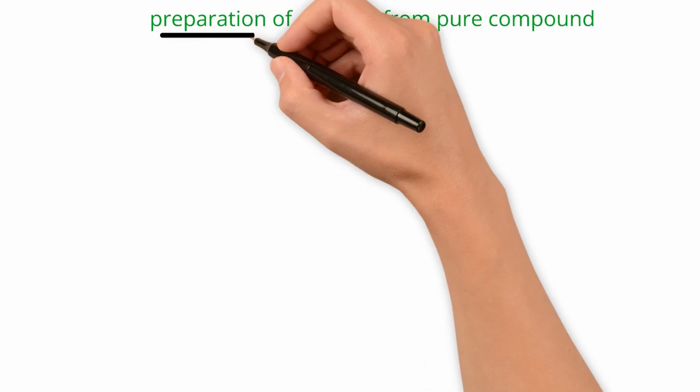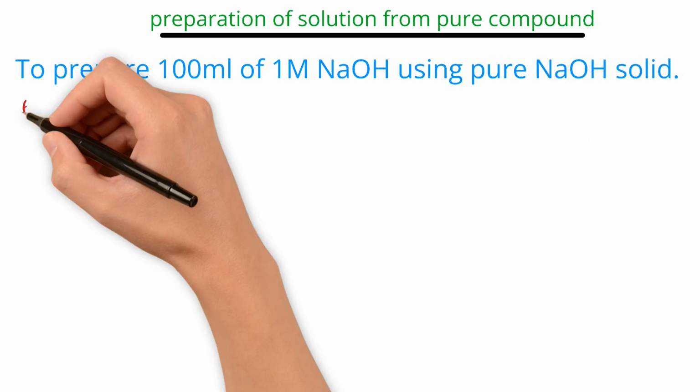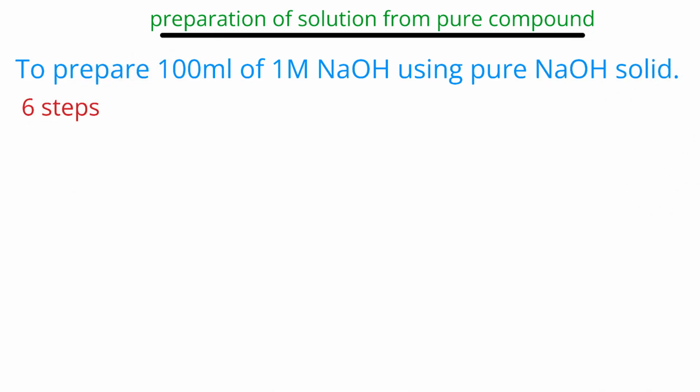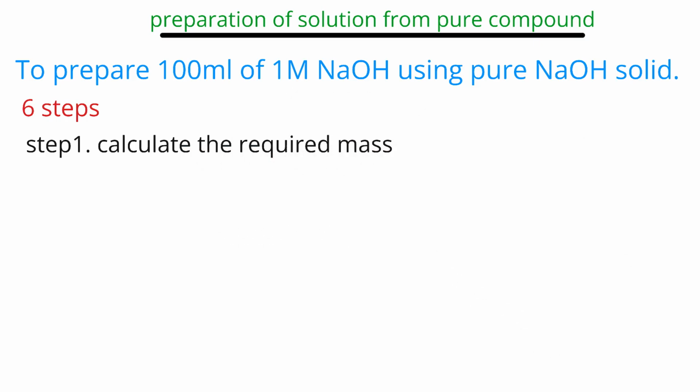In this video, I'll discuss preparation of solution from a pure compound. To prepare 100 ml of 1 molar sodium hydroxide using pure sodium hydroxide solid, we must follow the following 6 steps. Step 1, calculate the required mass.